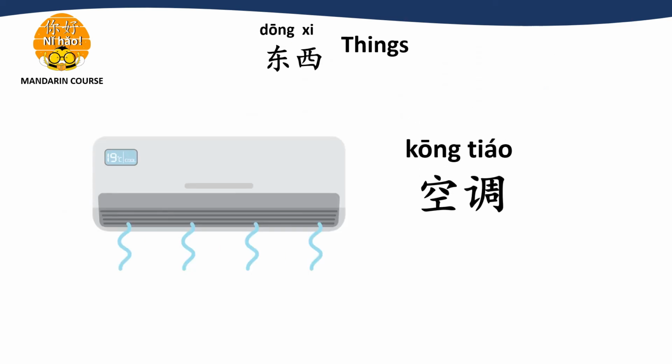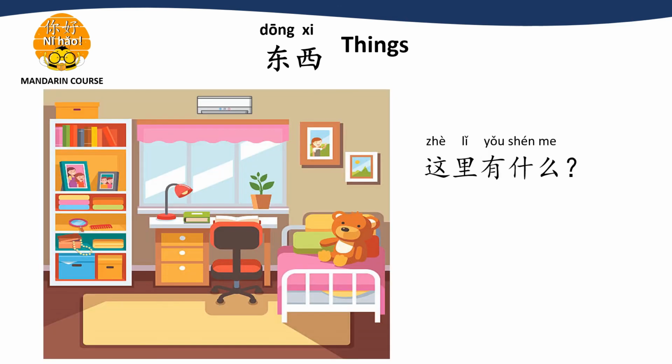The next thing is 空调 air conditioner. The quantifier of 空调 is 台. 这里有什么 What are the things here?